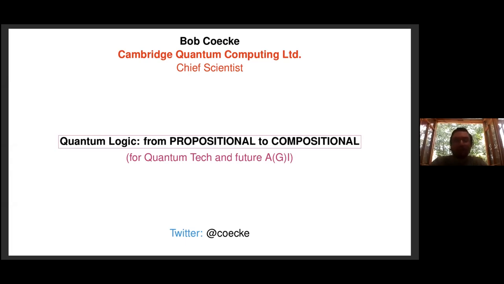Sorry. He's also one of the founding fathers of the quantum physics and logic, QPL, and the Applied Category Theory Conference Series, and of the Diamond Open Access Journal Compositionality. Without further ado, Bob, please start.